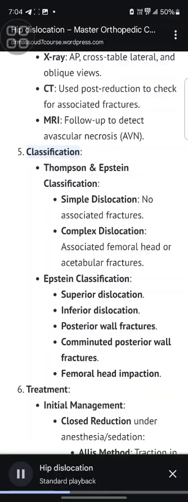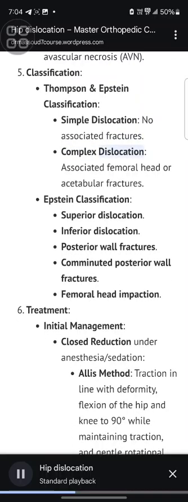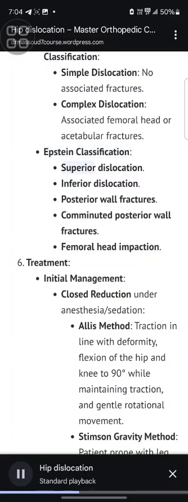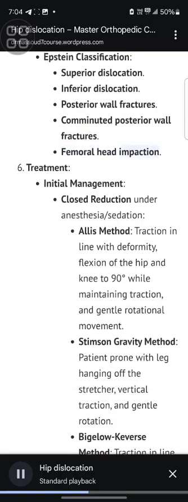5. Classification. Thompson and Epstein classification. Simple dislocation: no associated fractures. Complex dislocation: associated femoral head or acetabular fractures. Epstein classification: superior dislocation, inferior dislocation, posterior wall fractures, comminuted posterior wall fractures, femoral head impaction.